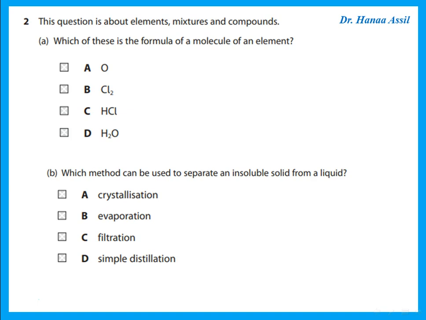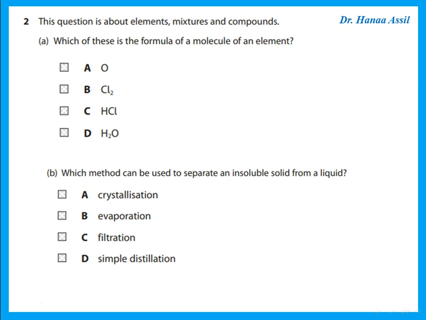Question 2 says, this question is about elements, mixtures, and compounds. Which of these is the formula of a molecule of an element? What's a molecule and what's an element? A molecule means two or more atoms. So A is not a molecule. The oxygen alone is an atom, it's not a molecule. So A is not my answer.